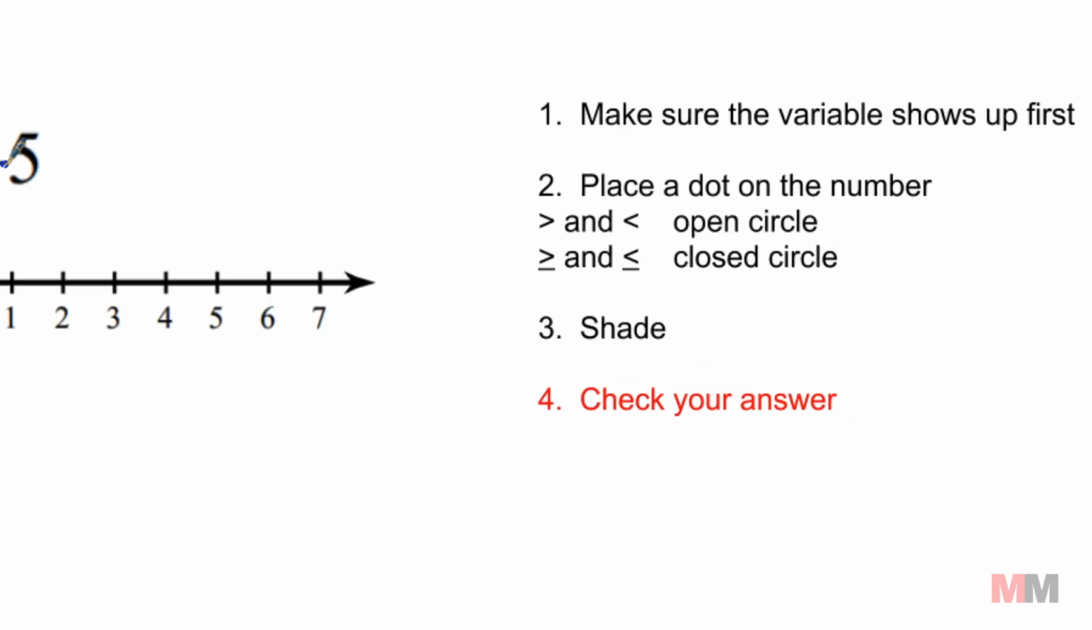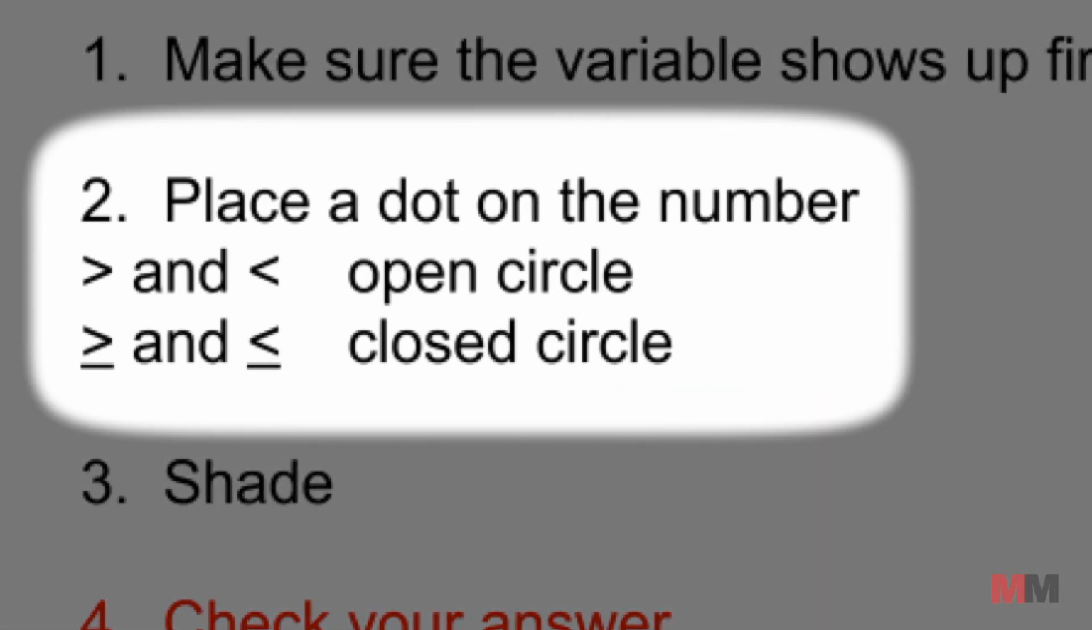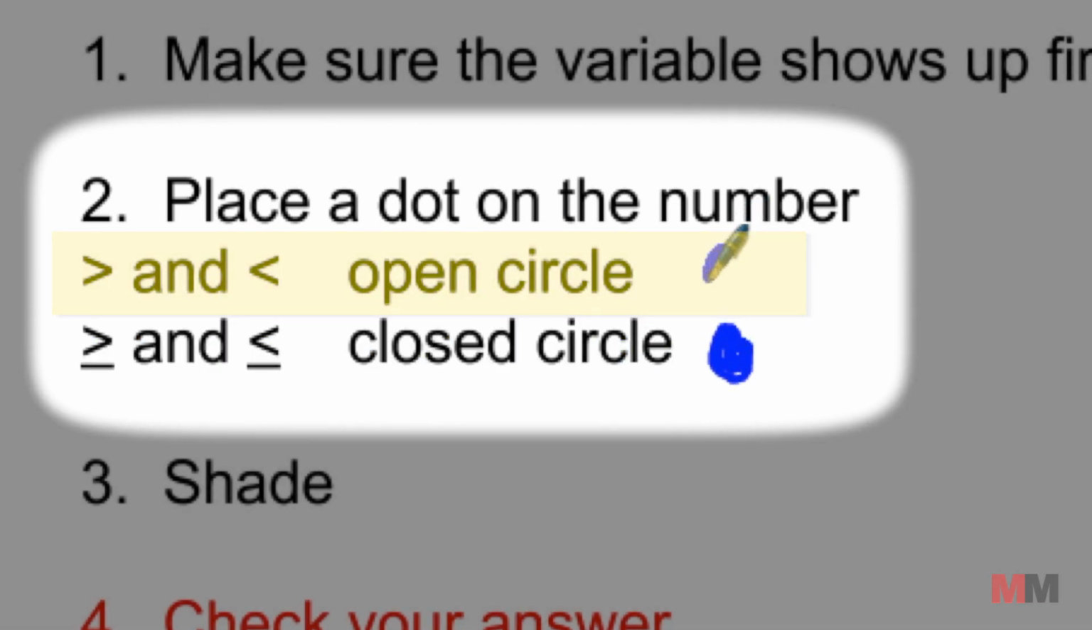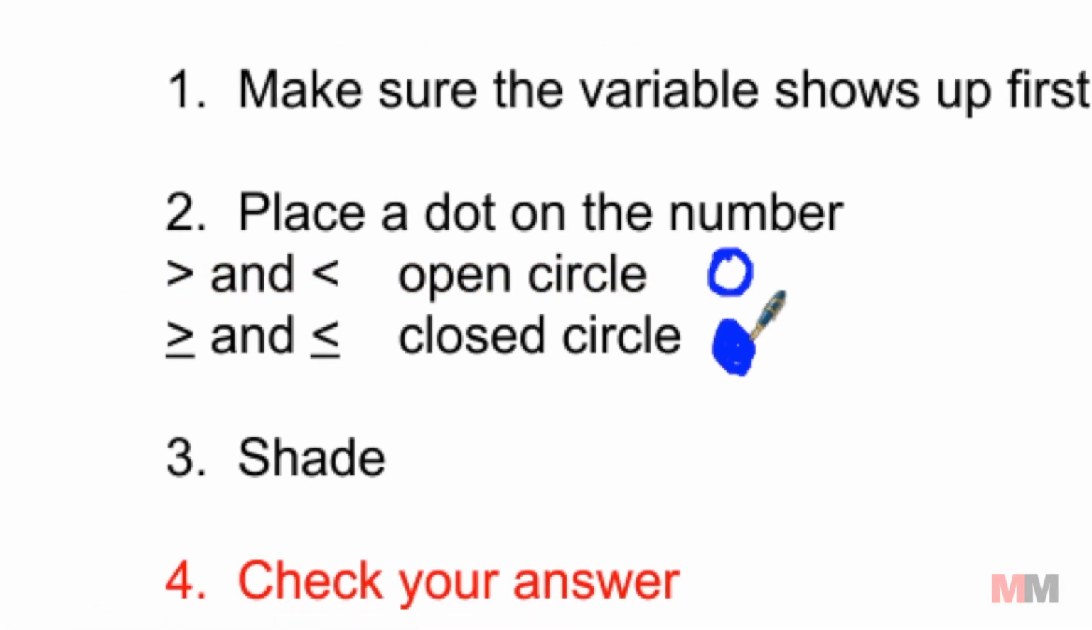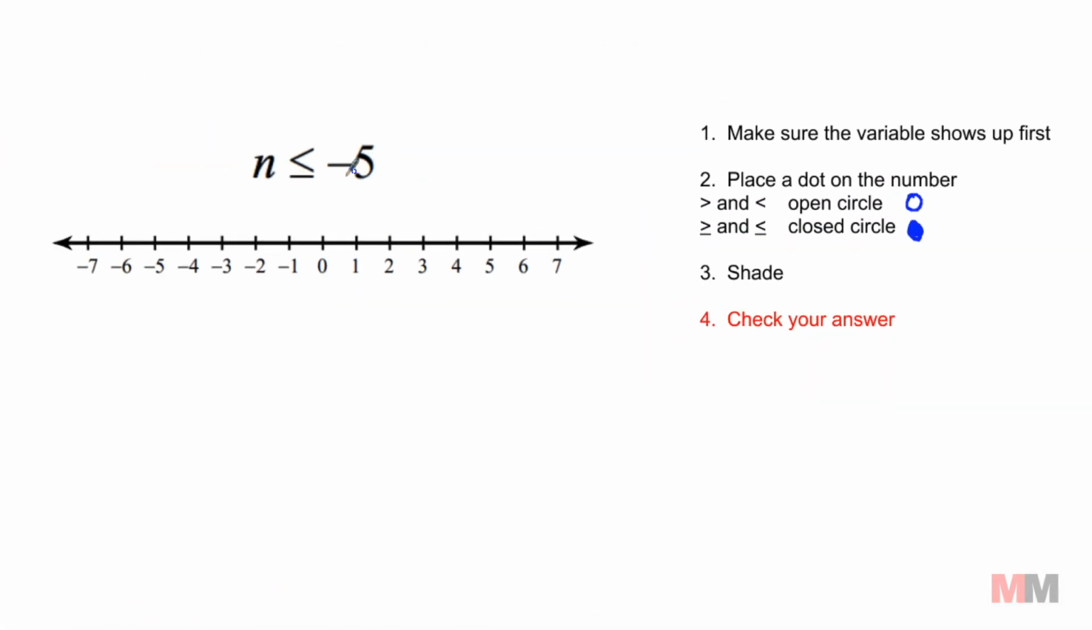Second step, place a dot on the number. If it's got that equal sign or the underline under the inequality, we're going to use a closed circle. That means it can be less than or equal to or greater than or equal to. If it doesn't have that, you're going to use an open circle. You're just going to go to that number, -5, and then you determine, oh, it's got the underline under it. I'm going to use the closed circle just like that.